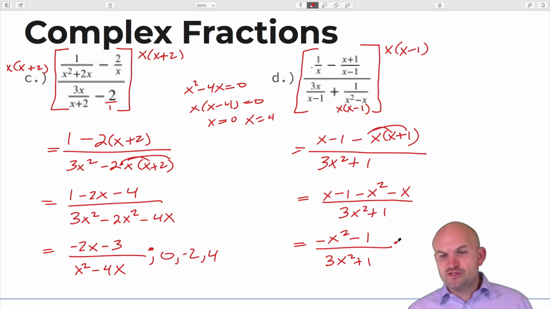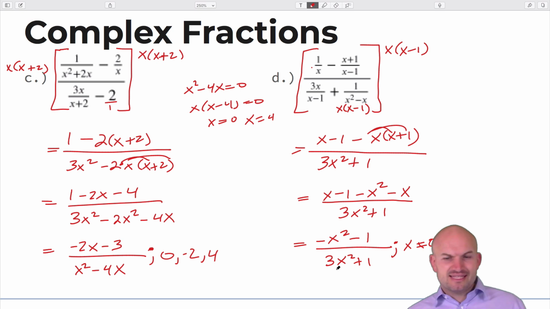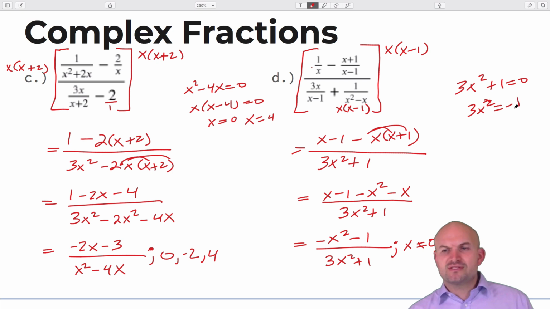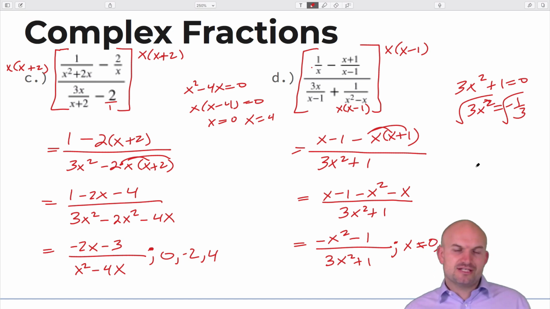So let's look at our excluded values here. We know x from the original problem cannot equal 0 and x cannot equal 1. But then we want to set this denominator equal to 0 like we did over here, right? But something interesting happens again. When I set 3x squared plus 1 equals 0, I get x squared equals negative 1/3. Well, now if I want to take the square root of that, that's going to be in my complex number system. So I don't need to exclude complex numbers. I only need to exclude real numbers that make my denominator equal to 0.